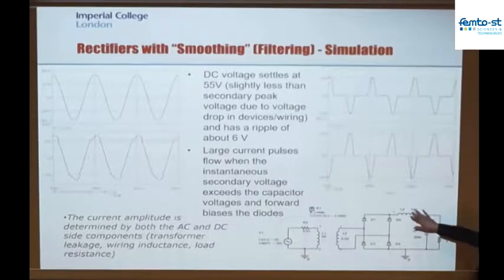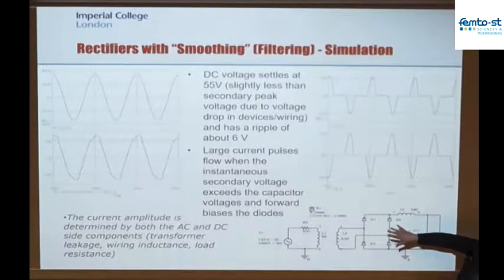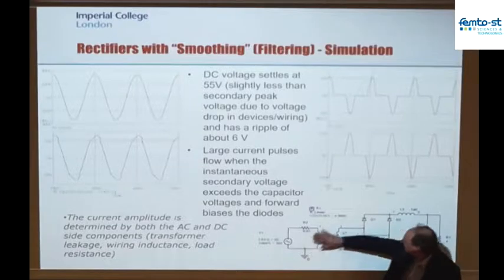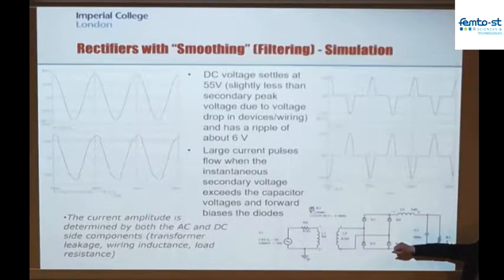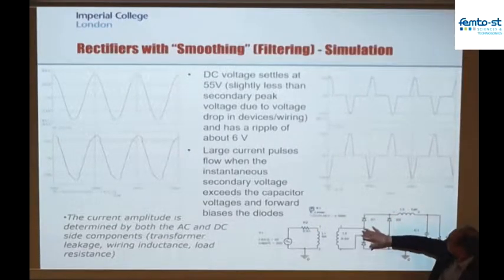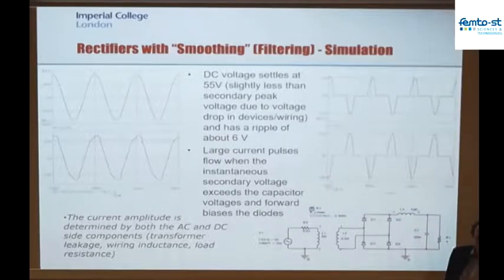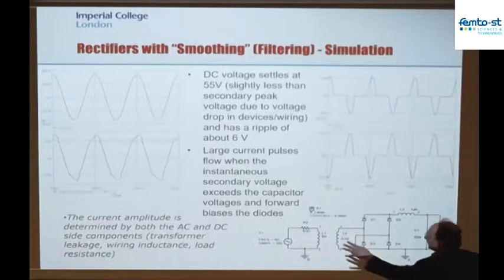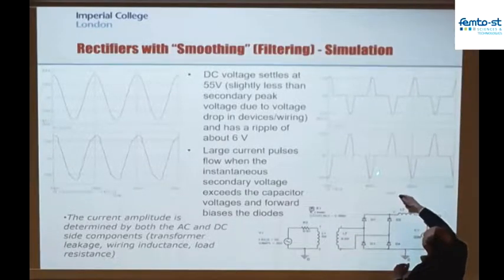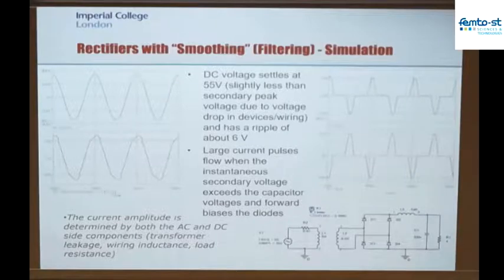The problem now that I've got this output filter on here means that I'm only going to be drawing current from this waveform at the peak of the voltage. Because when I'm away from the peak, these diodes can't come into conduction. As soon as I put this capacitor on here, I make something called a peak rectifier, so that I only pull pulses of current from the voltage source, as you see here, at the peaks of the voltage waveform.